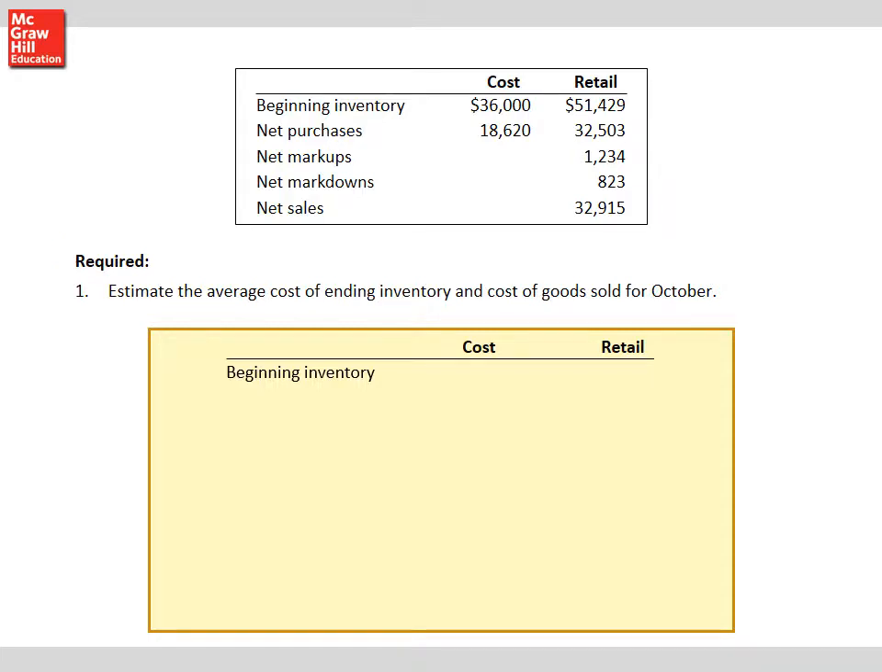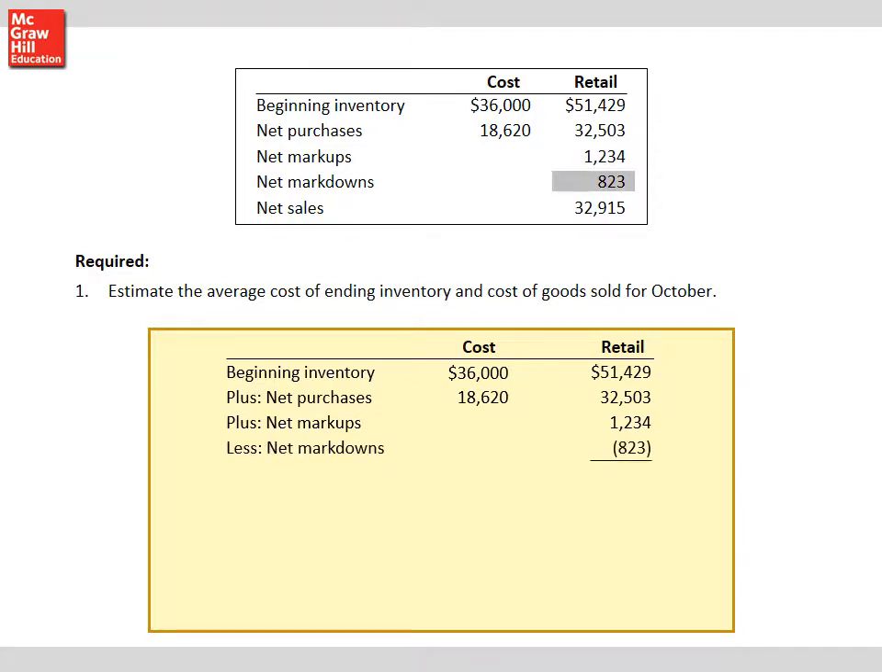First of all, we start with beginning inventory at cost and retail. We then add our purchases at cost and retail. We then add net markups at the retail amount and net markdowns at the retail amount. We subtract those markdowns. So what we're saying here is all the goods we could have sold cost us $54,620, and from marking up and marking down, we would have sold them for $84,343.